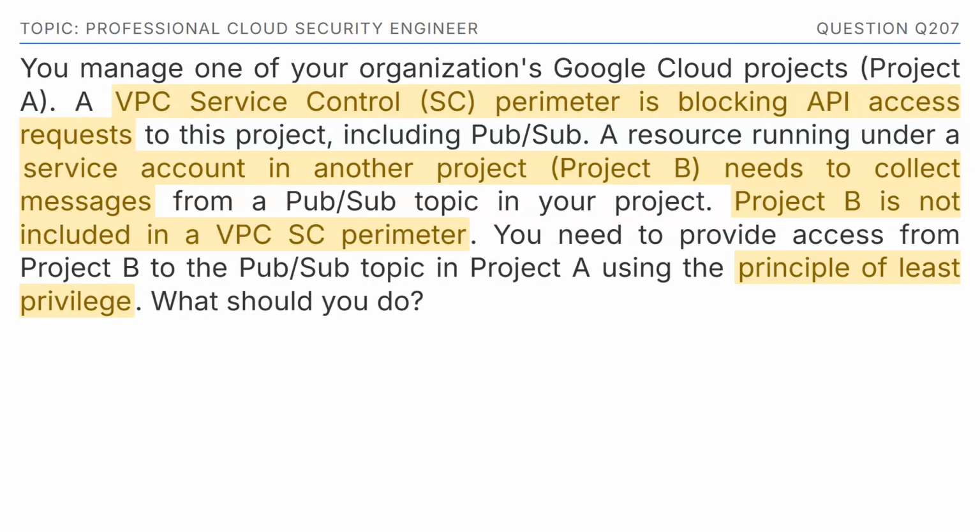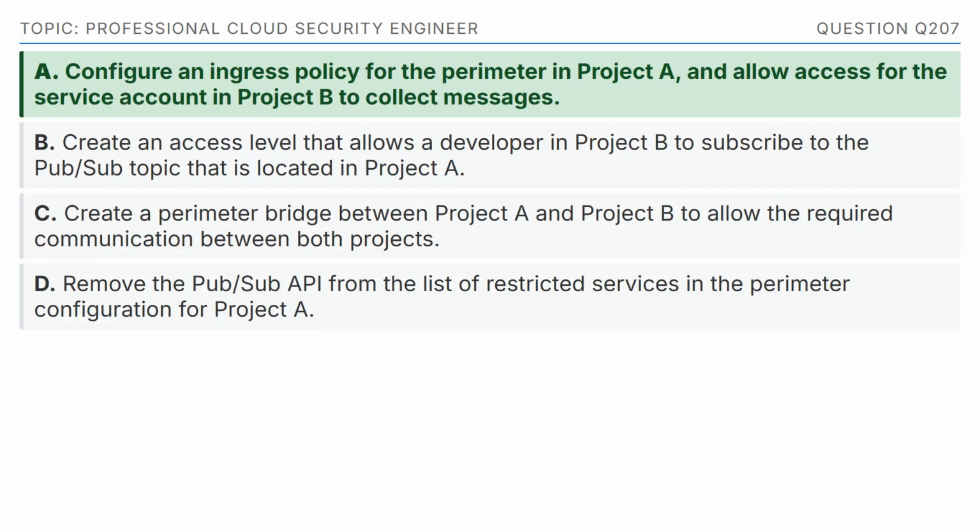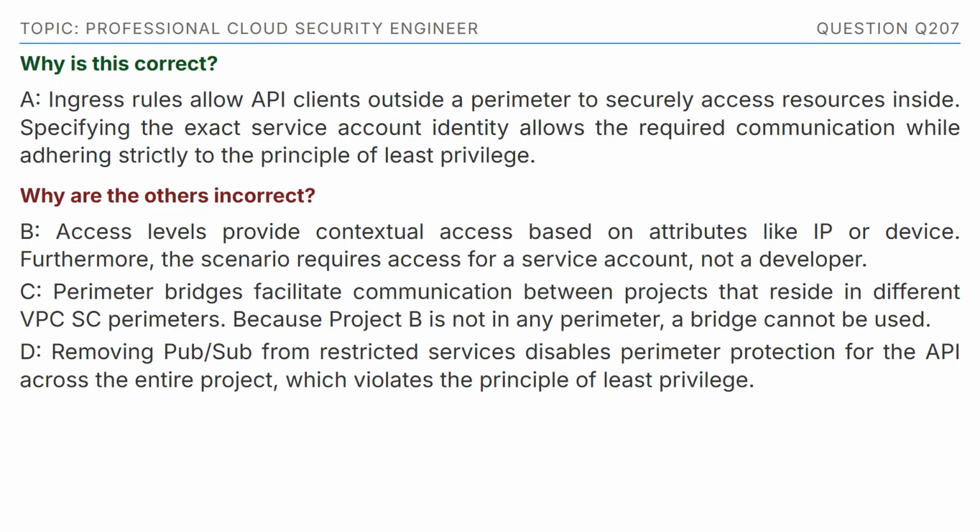To arrive at the correct answer, we focus on the keywords: VPC Service Controls (SC), perimeter is blocking API access requests, service account in another project, Project B, needs to collect messages, Project B is not included in a VPC SC perimeter, principle of least privilege. The correct answer is option A, configure an ingress policy for the perimeter in Project A, and allow access for the service account in Project B to collect messages. Why is this correct? A.